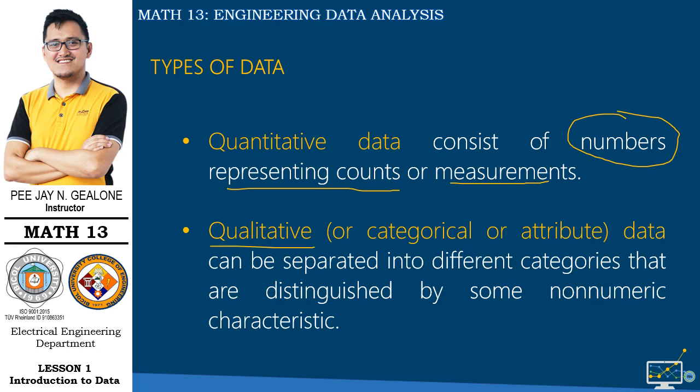When you say qualitative data, on the other hand, it can be separated into different categories that are distinguished by some non-numeric characteristic. For example, gender, right? Address, things like that. So when you say quantitative data, it talks about numbers. When you say qualitative data, it talks about non-numeric characteristics. We'll look into more on this in the next slide.